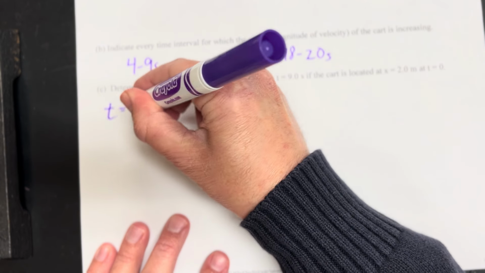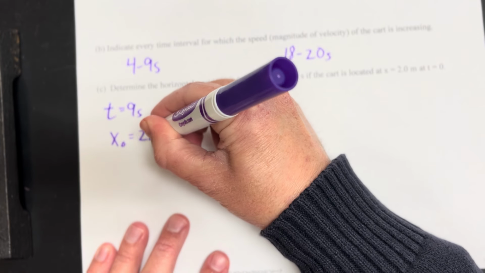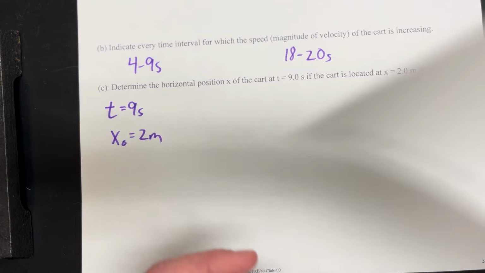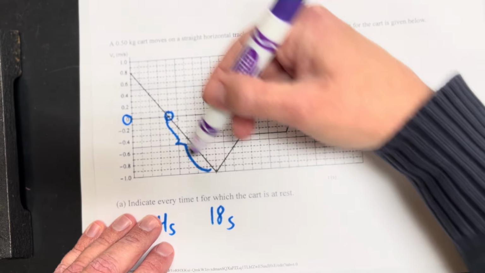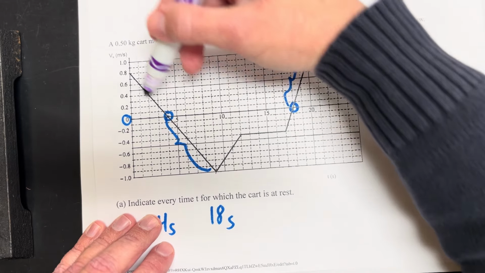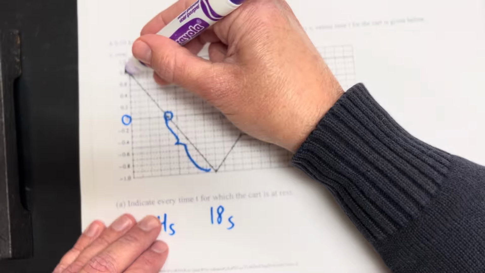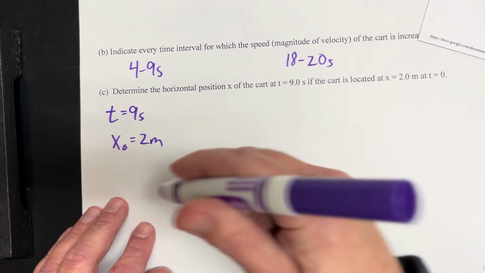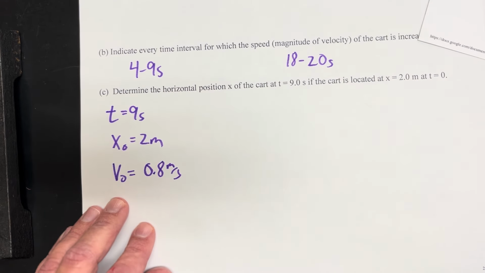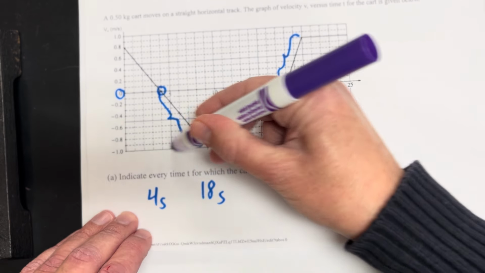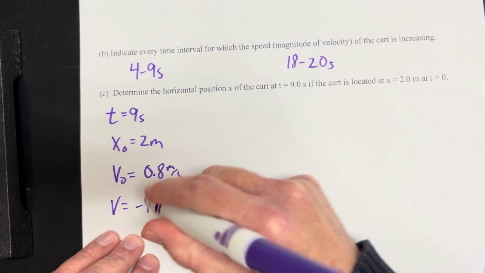Think about what we know. We know that the time is 9 seconds. We know that our initial position is 2 meters. And let's look at the graph and see what else we can get. One thing is we can see that this whole time here, by the way, we can do this in one step because this is all one constant slope, so one acceleration, and so we can do it in one equation. We can see the initial velocity is 0.8 meters per second, so I can write that down. We can see right here that the final velocity is -1 meters per second.